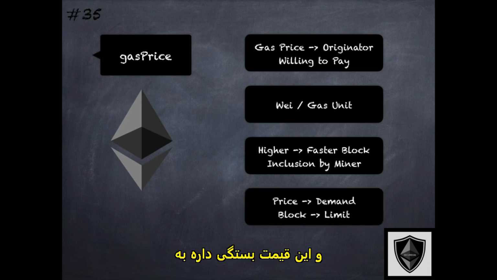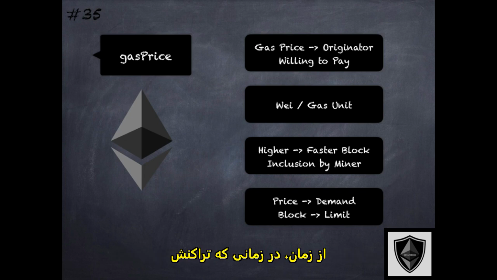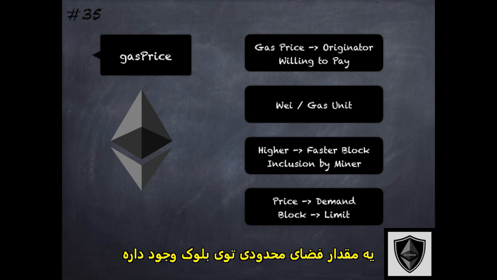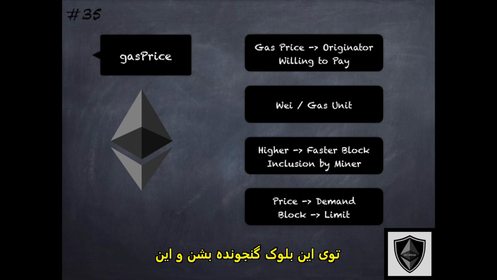And this price really depends on the demand for the block space at that point in time when the transaction is submitted. The reason for this is that there is a limited amount of space in the block. So there's only a limited number of transactions, as determined by the gas used by them, that can be included within this block. This might seem a bit complicated, but we'll see more of this in some of the forthcoming slides.